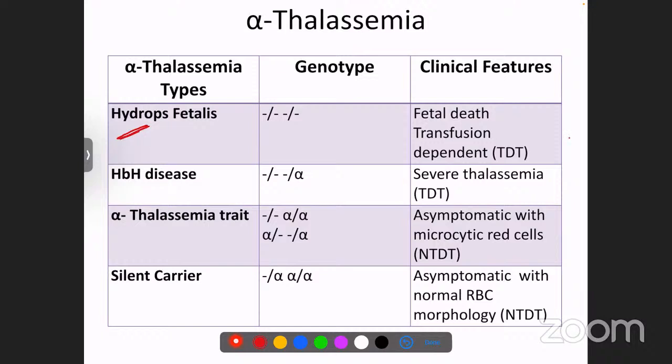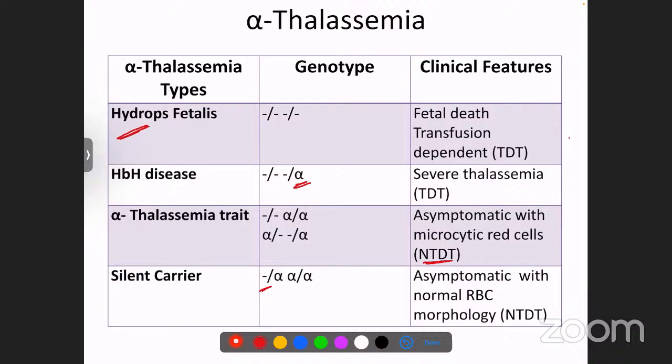Then if there is only one alpha gene, it is called hemoglobin H disease. This is a severe thalassemia or transfusion dependent thalassemia. Then there are 2 alpha present and 2 missing, so that is asymptomatic with microcytic hypochromic red cells. So they are non-transfusion dependent. Silent carrier is where 3 alpha genes are present and only 1 is absent, so they'll have normal RBC morphology.